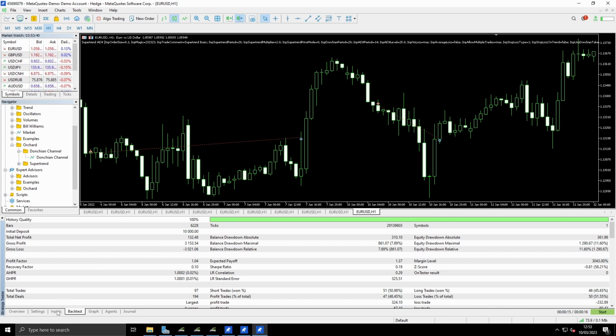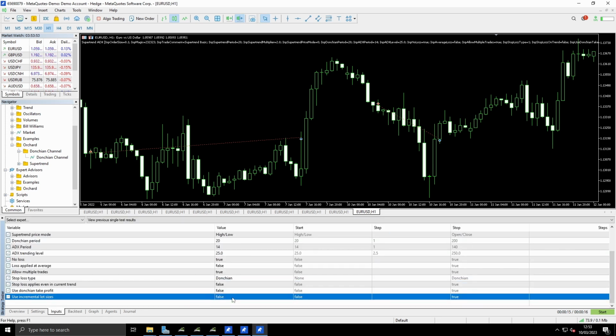Let me go to the inputs here. Use incremental lot sizes. What this will do, if I'm trading in the buy direction, for example, it will detect any existing sell trades and increase the size of my buy trade to match the total size of the existing sell trades. And it will do the same on the opposite side. So each time it takes a new trade, the size of that trade will match the number of trades on the opposite side that are still open.